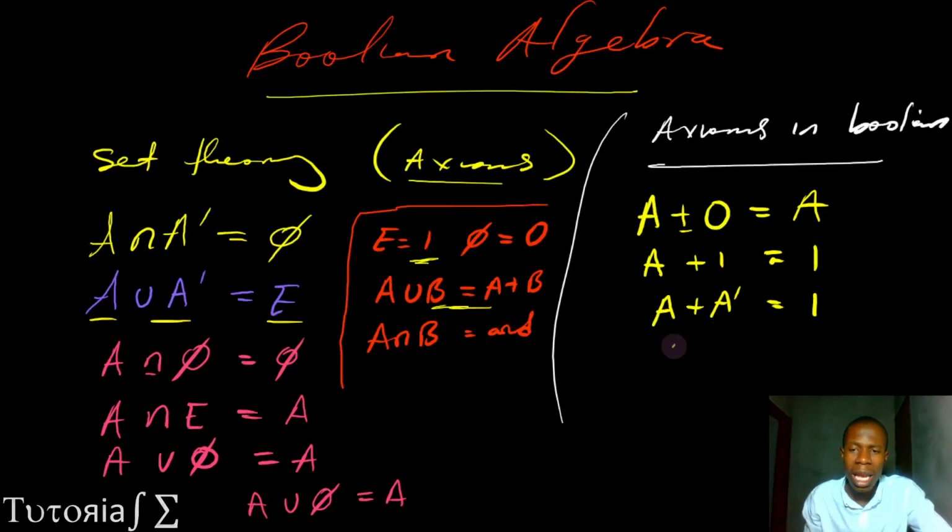We can also talk about A times 0. So A times 0 is simply A intersection empty set. What do A and the empty set have in common? That is 0. Then we can also talk about A times A complement. So what do A and A complement have in common? The intersection of A and what is outside A will give you a 0 as well.